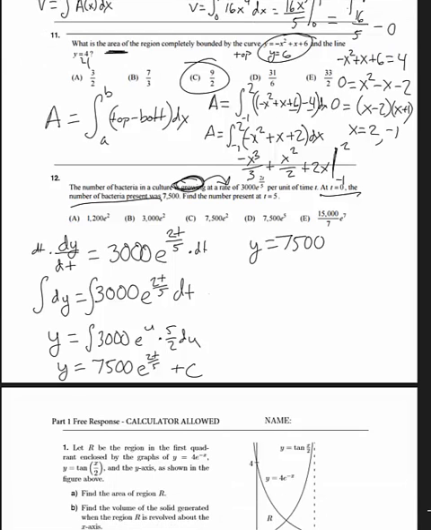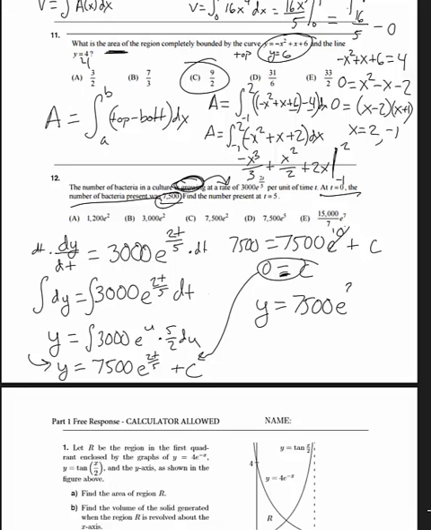So we have y equals 7,500 e to the 2t times 0, so basically e to the 0, plus c. When we plug in 0, we get number of bacteria 7,500, which is our y. So 7,500 equals 7,500 e to the 0 plus c. That's 1. So subtract 7,500 and we get 0 equals c. We're going to plug that into our equation. So our new equation is y equals 7,500 e to the 2t over 5 plus 0, or just right there.